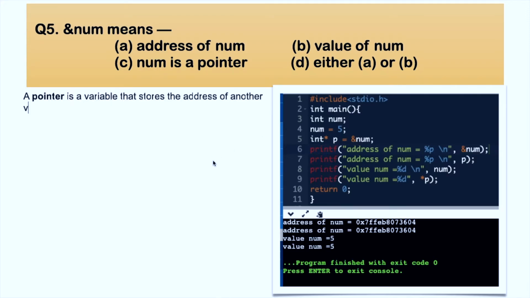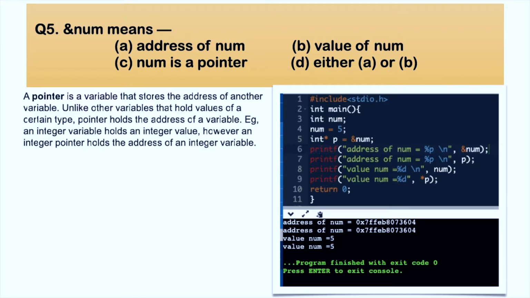Let's see. So this is the definition of a pointer. For the time being, you don't need this for this question. So here, address of num.